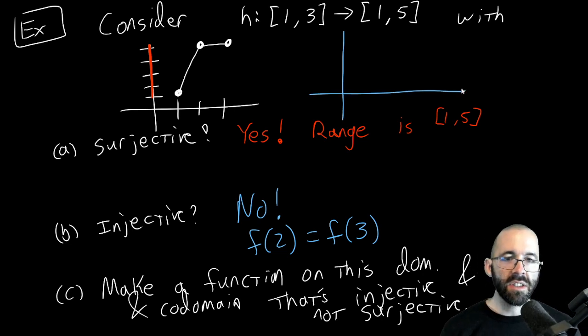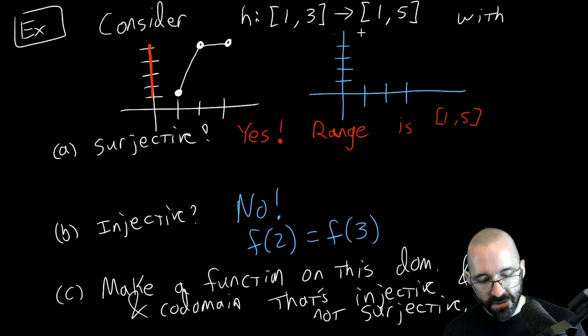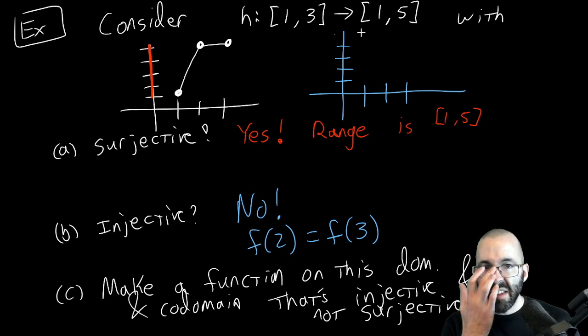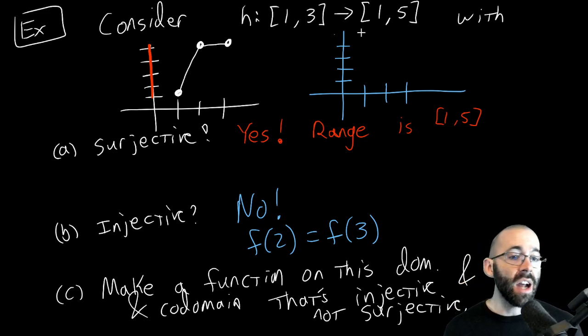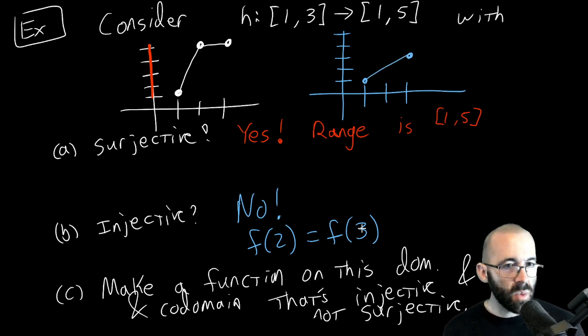So pause the video, give yourself some time to think about it, play around with some stuff. Hopefully you get it. So again, it's going to have the same domain. It's going to have the same codomain. If we want it to be injective, it has to be one-to-one. And if we want it not to be surjective, it can't cover the whole range. Okay, so it needs to be one-to-one. A very boring example could be this. This is one-to-one, and it doesn't cover the whole codomain. The range of this is just 1 to 3.